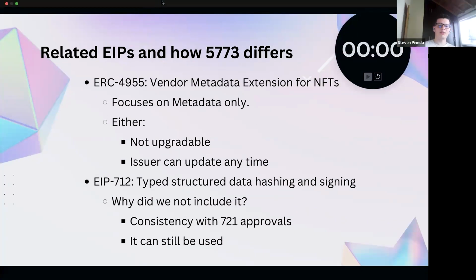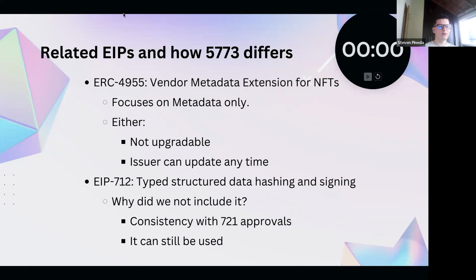Okay, so during the process, we were suggested that there was a similar EIP, namely 4955, which is vendor metadata extension for NFTs. But it was really different to what we are doing. First I want to clarify, it's not that I don't see value in this EIP, but it's just very different from what we have. It focuses on metadata only, while we are proposing a set of functions, so an interface.